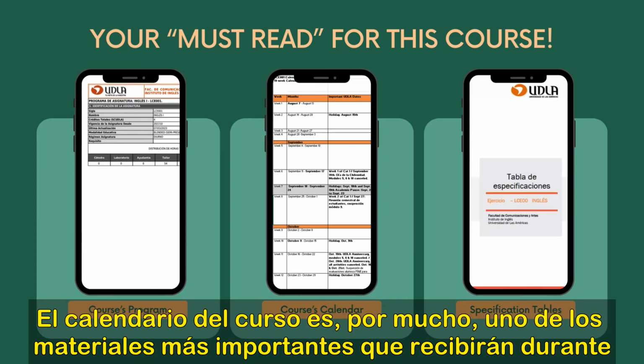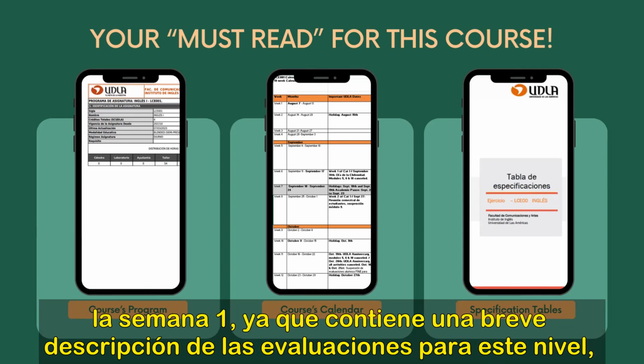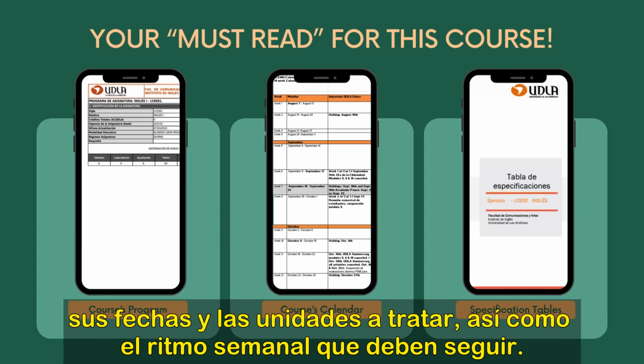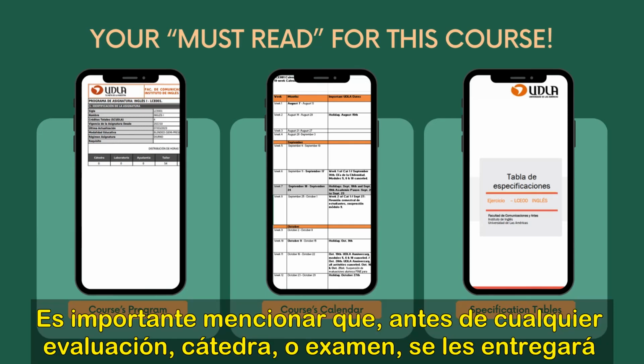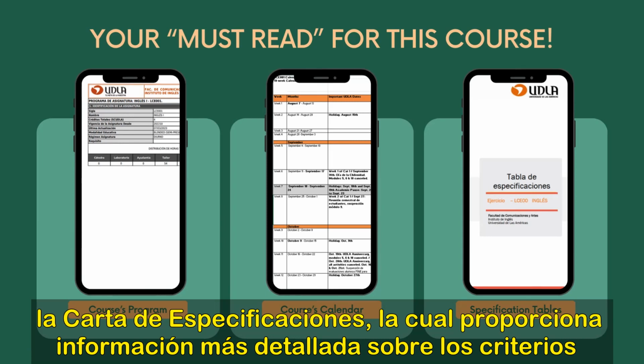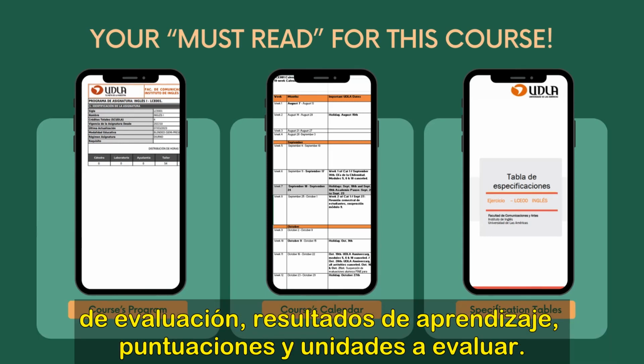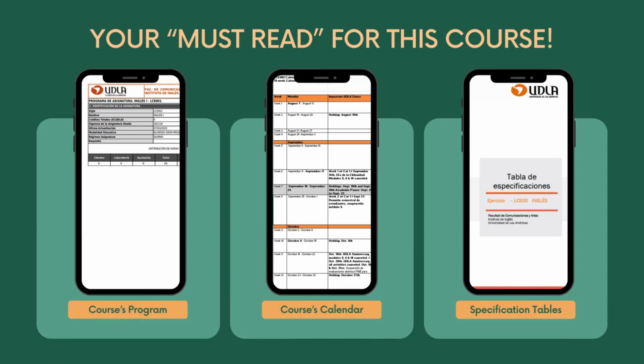The course's calendar is by far one of the most important materials that you will receive during week 1 because it contains a brief description of the test for this level, their dates, and the units to be covered, as well as the weekly pacing that you should follow. It is important to mention that before any test or cátedra, you will be given the specifications table, which provides more in-depth information regarding the assessment criteria, learning outcomes, scores, and units to be assessed.